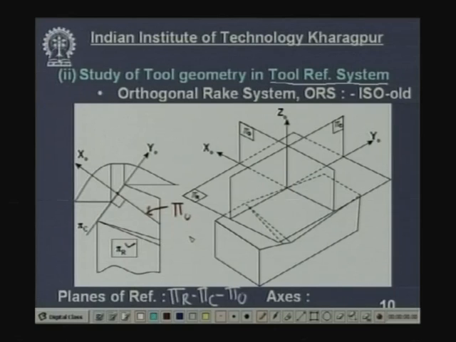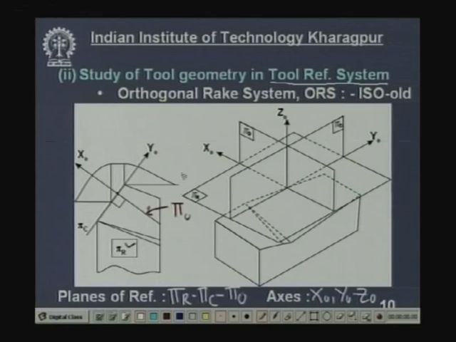So, there are 3 planes. Now, what are the axes? One is XO, next is YO, and third one is ZO. ZO is nothing but the velocity vector. ZO and ZM are same. This is along the velocity vector.